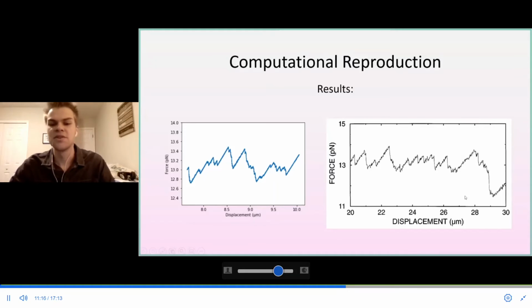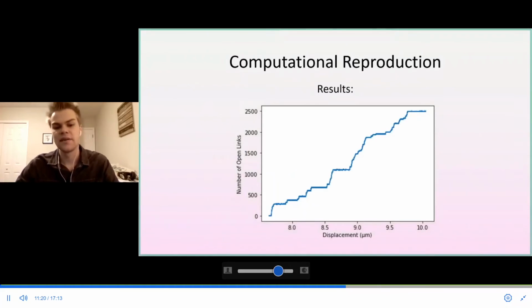And here finally is an alternate way of representing our results. So now we have the number of open links, n, on the y-axis, and still displacement, x naught, on the x-axis. So you can see that there were periods of relative stasis where n wasn't changing a whole lot, followed by periods of rapid link opening where tons of hydrogen bonds were being destroyed and the DNA was zipping open quite a bit in rapid succession. So those are the more vertical sections of the graph where n is rapidly rising.